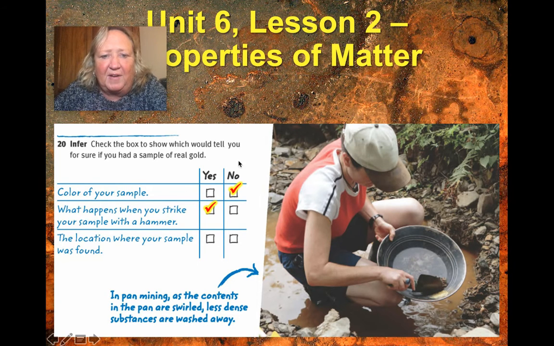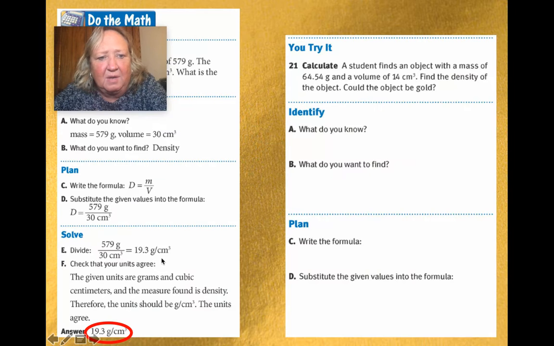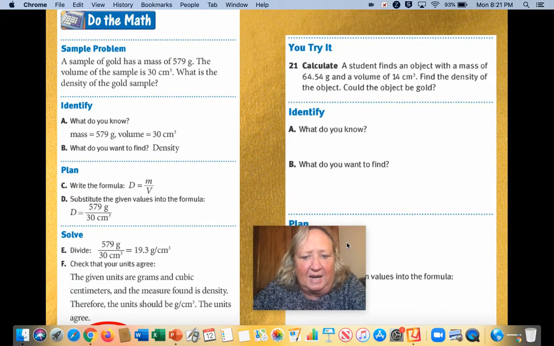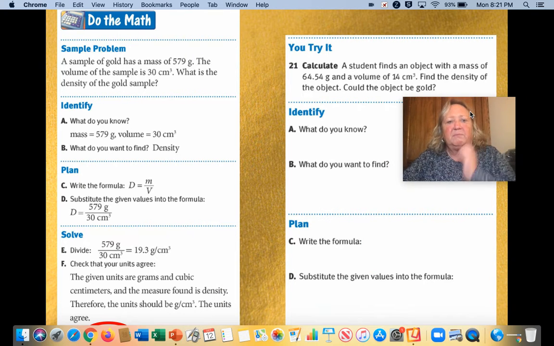And where you found it, would that tell you anything? Well, it wouldn't, because pyrite and gold are often found in the same places. All right, so now the moving around of the picture. Let's look at this sample problem.